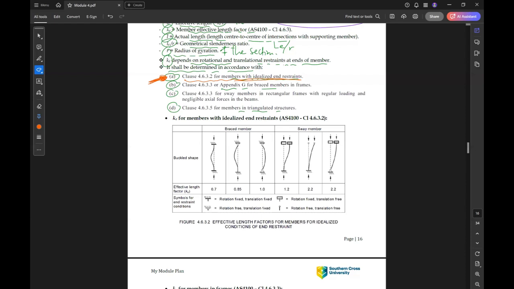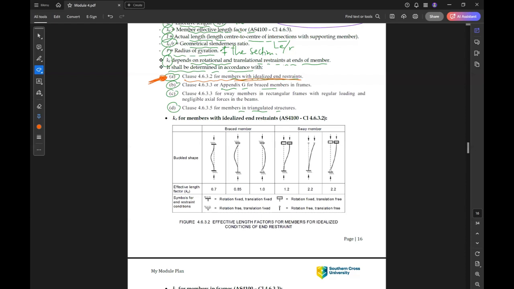So this is the idea behind the buckling factor KE. KE can be found for idealized end restraint using this table here, based on the end restraints of the column. First of all, we have 2 types of columns, braced members or sway members. Sway members means unbraced members. For braced members, we have 3 cases.